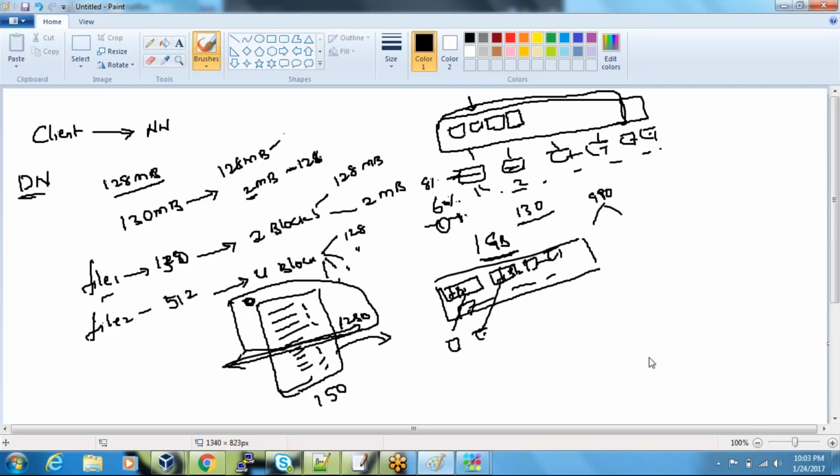So the point is, it's not necessary that the block size will always be 128 MB. It may be less than 128 MB as well, depending on the available data we need to load. Yes, it depends on your file size. Okay, thanks, Ravi.